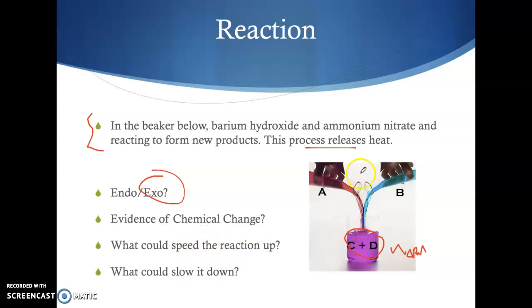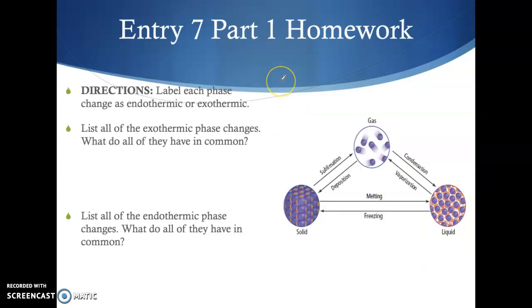What could speed up the reaction? You could warm these up, you could stir it, any of that type of thing. What could slow it down? Cool it down, add higher concentrations or more particles, things of that nature. So we're going to roll through the beginning part here, and then I'll have you complete the homework. In this first part, you're going to label each of these as endo or exothermic. Remember, if I go from less energy to more, like sublimation, that's endo. And if I go from gas to solid, I have to release energy, that's exo. So label each of these as endo or exothermic, and then list them over here in these two questions.